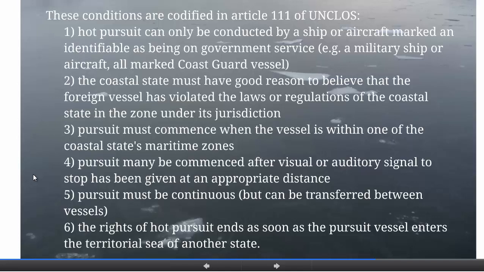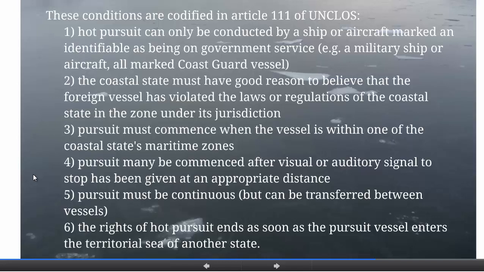Third, and most importantly, the pursuit has to commence while the vessel is still within one of the coastal state's maritime zones. And in one famous hot pursuit case that was ultimately in part litigated before the International Tribunal for the Law of the Sea, the Volga case involving Australia and Russia, it actually turned out after the fact that the Australian hot pursuit had commenced just outside Australia's EEZ through a miscalculation of the curvature of the Earth's surface. So that sounds straightforward but can actually be quite technical.